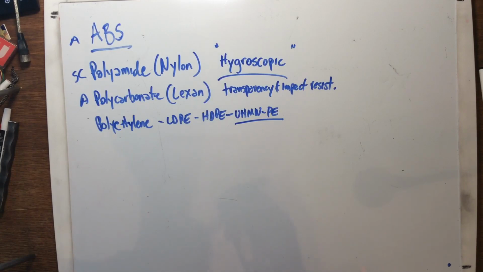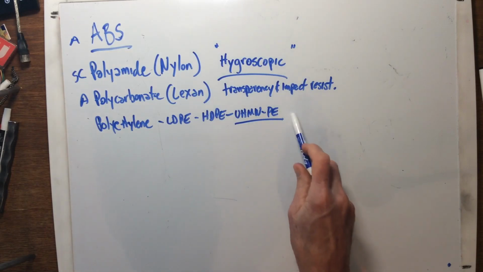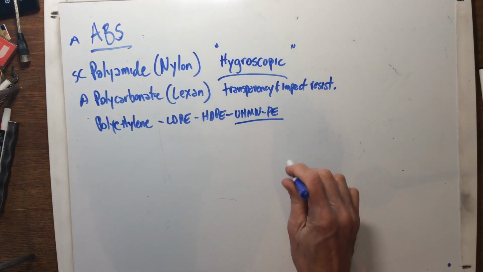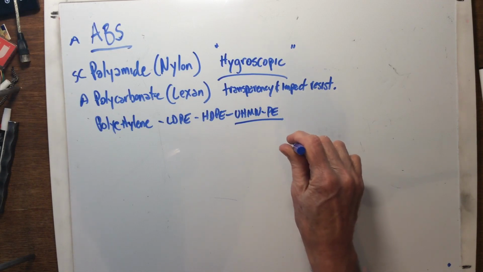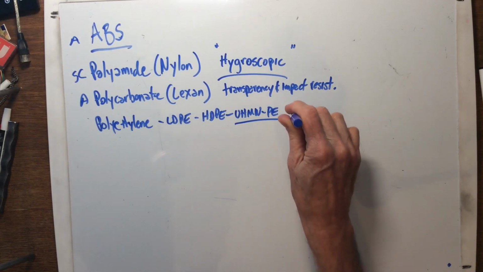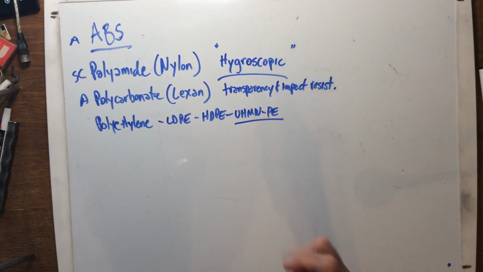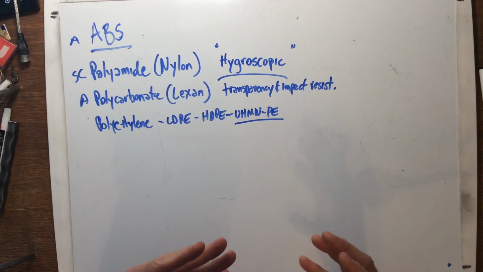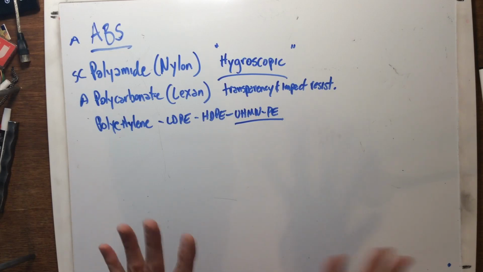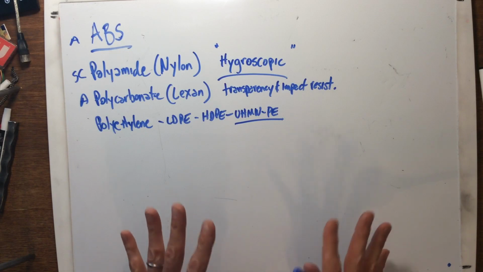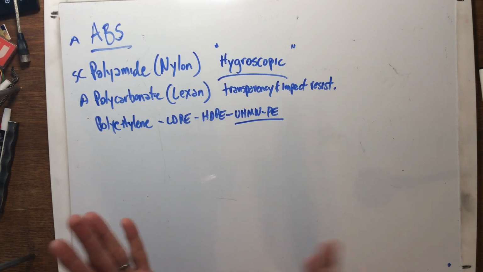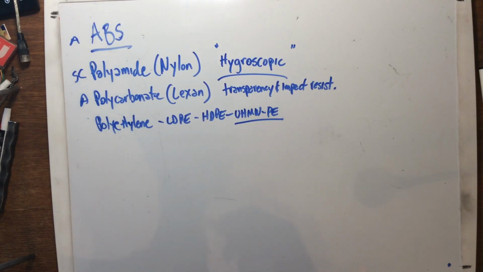This UHMWPE is also one of those thermoplastics that, even though it's classified as a thermoplastic, is not melt processable. There's too much entanglement of all those chains, so it doesn't allow it to completely melt and liquefy. It kind of gets like a jelly kind of thing. It can be compressed in form, but it can't be melt processed.